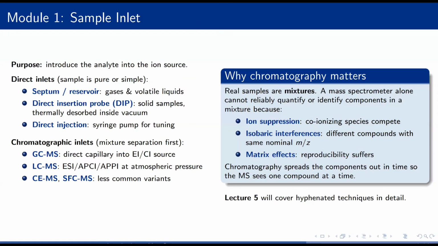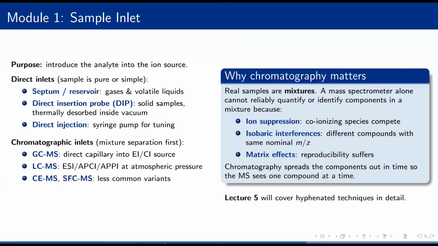The first module, the sample inlet, is often taken for granted, but it's worth understanding what it does. For a very simple instrument, say you're tuning an instrument with a pure calibration compound, you can just push it in directly. A septum in a reservoir works for gases and volatile liquids. A direct insertion probe works for solids. You put a tiny bit of sample on the tip of a heated probe, slide it into the vacuum chamber, and heat it to drive off the vapor. For anything more complex, and realistically that's 99% of actual analytical work, the sample inlet is a chromatograph.